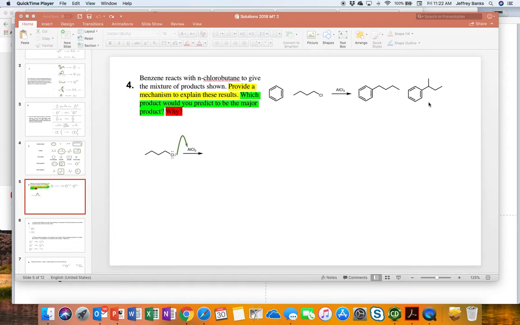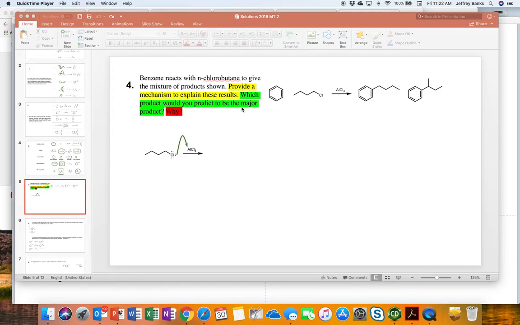So right away that should kick in to make us remember that the electrophile in this case may be a carbocation. And carbocations have a tendency to rearrange if they can form a more stable carbocation through rearrangement. It asks us then to provide a mechanism to explain these results. Furthermore, which product would you predict to be the major product and why.